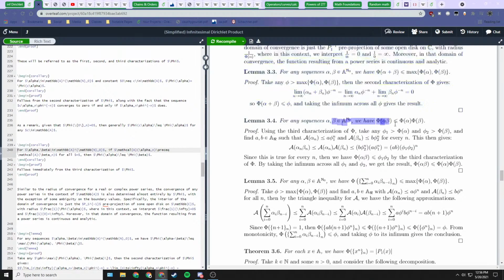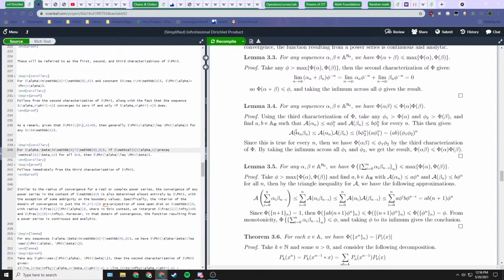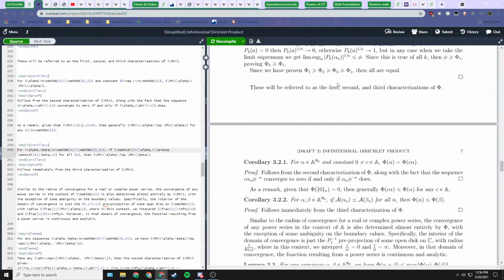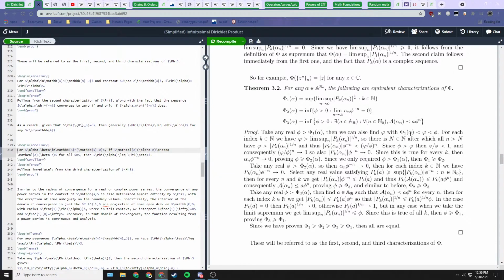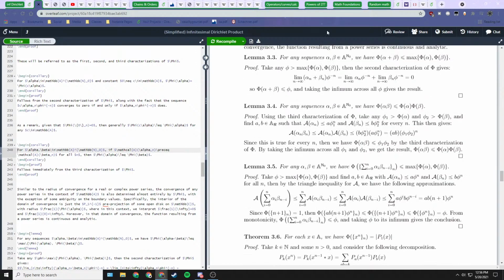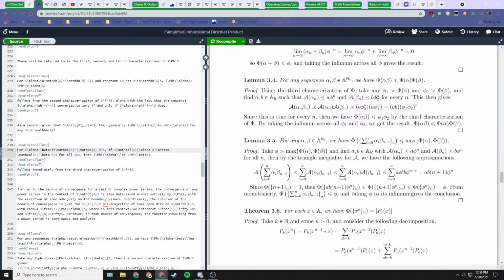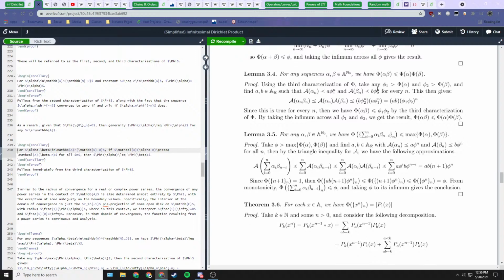The next one after that is sub-multiplicativity. We also did that one, and that uses the sub-multiplicativity property of the script A function. So using the third characterization of our phi function, that's the one where we have bounds. So we have some bound on some real exponential with some coefficient upper bound. Using 3.4, the third characterization, we find our phi 1 greater than phi of alpha, phi 2 greater than phi of beta. Then we find our coefficients a and b to bound these terms.